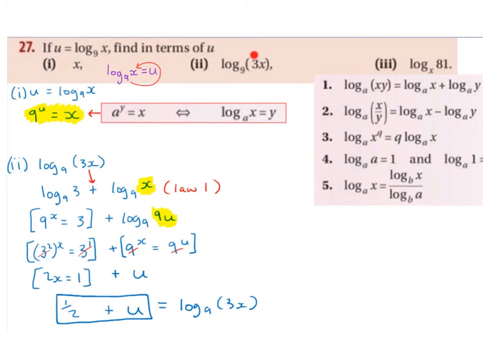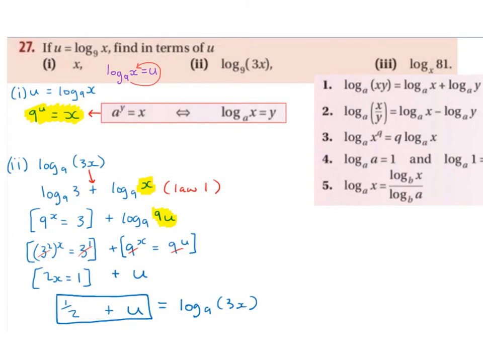Okay, next part, log base 9, 3x. So the 3 and the x are stuck together, and two things stuck together in maths means multiply. So I'm going to use law 1, which tells me that the multiplication will become addition. So we're going to have log base 9 of 3 plus log base 9 of x. I've broken this up and put a plus sign in between because 3x is really 3 multiplied by x, following law 1.